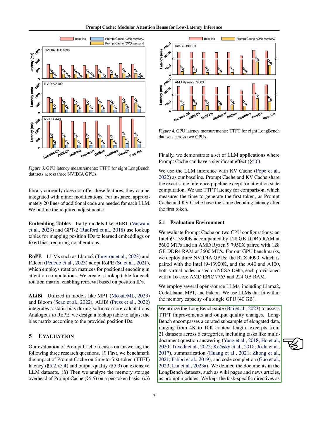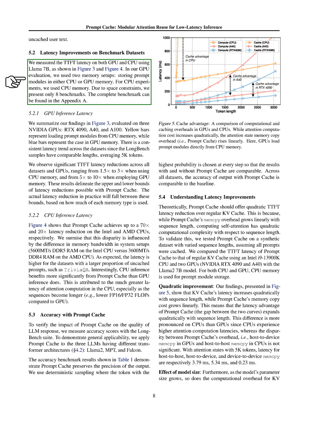We've used the Long Bench suite to assess improvements and output quality changes. Long Bench includes a curated subsample of elongated data, ranging from 4K to 10K context length, excerpts from 21 datasets across 6 categories, including tasks like multi-document question answering, summarization, and code completion. We've measured the latency on both GPU and CPU using Llama 7B. In our GPU evaluation, we used 2 memory setups, storing prompt modules in either CPU or GPU memory. For CPU experiments, we used CPU memory. Due to space constraints, we present only 8 benchmarks. The complete benchmark can be found in Appendix A.